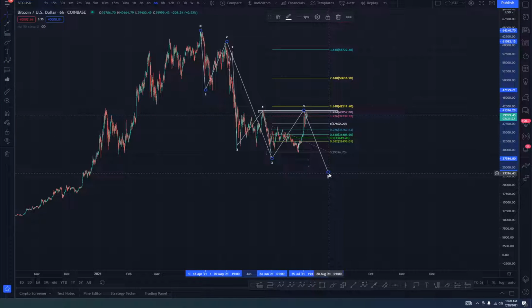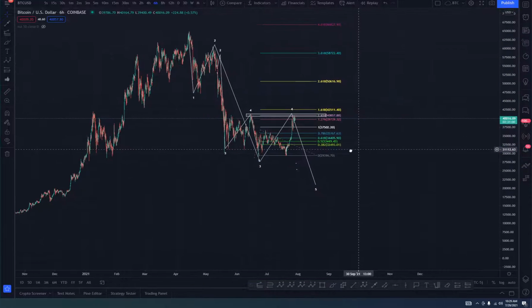Now, what that means is once that fifth wave plays out, it's probably going to come down to 20 to 23K. High likelihood it bounces off the top of the all-time high of 2017, 20,000. But it doesn't have to go that low. But we get a fifth wave regardless.